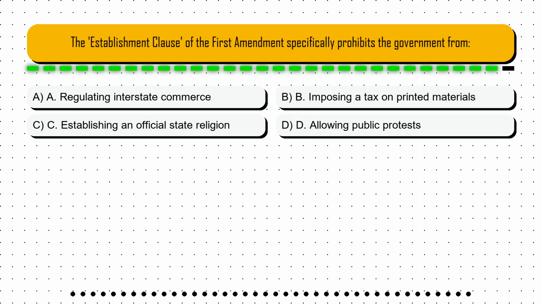Question 17. The Establishment Clause of the First Amendment specifically prohibits the government from Option A. Regulating interstate commerce. Option B. Imposing a tax on printed materials. Option C. Establishing an official state religion. Option D. Allowing public protests.